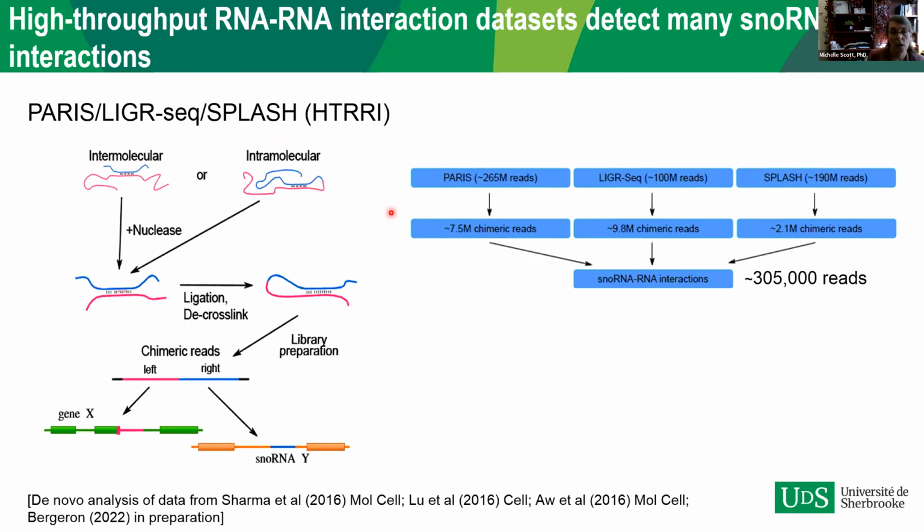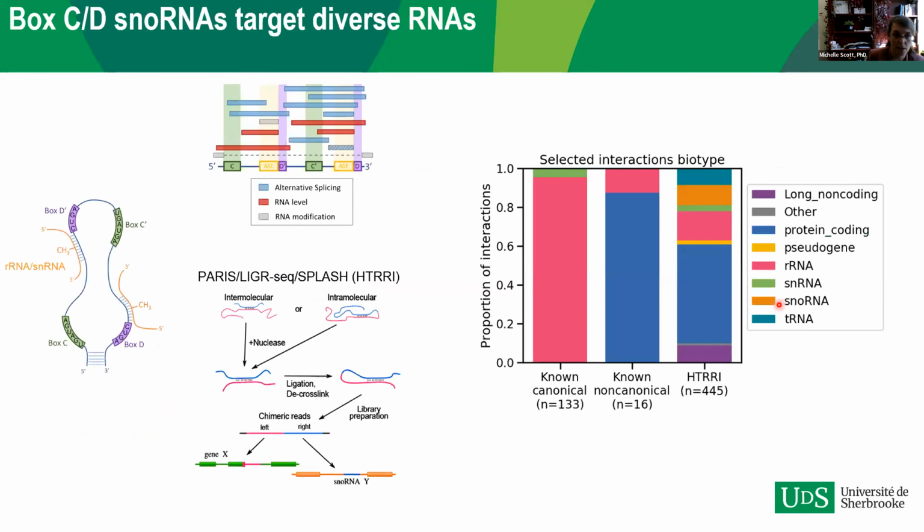So she analyzed these data sets de novo, more than 500 million chimeric interactions, and of those, approximately 300,000 involved a snoRNA interacting with another RNA. She further analyzed these and compared them to the other data sets of interactions for snoRNAs. And what she found here, she was looking at the distribution of the biotypes of the interactors of snoRNAs.